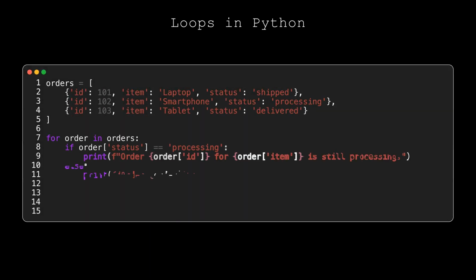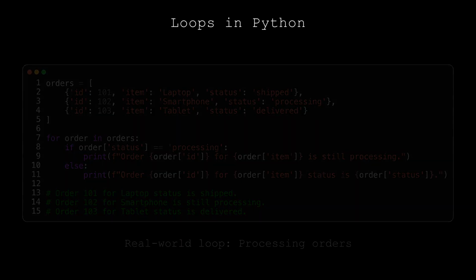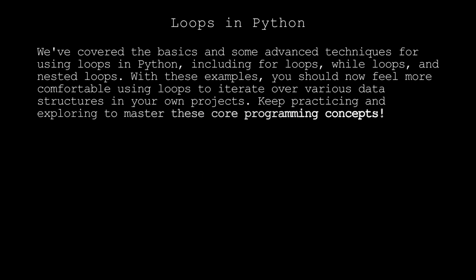This real-world example shows how loops can be used to process a list of orders. Each order is represented as a dictionary. The loop checks the status of each order and prints an appropriate message, which is a common task in managing data.